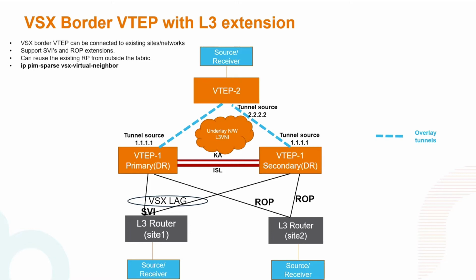The IP PIM VSX virtual neighbor needs to be configured on both primary and secondary. Most of the use cases will be something like this: a regular site that you want to connect to via an SVI or via an ROP, or if you have a pure L2 router, that is also possible.